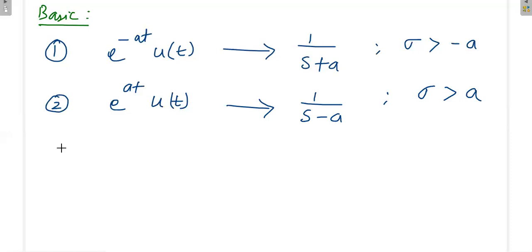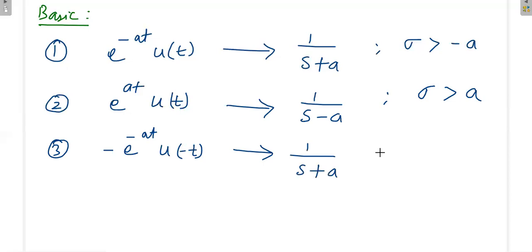But if you see the third case, when we take minus e^(-at)u(-t), which we have solved, this gives 1/(s+a), but this is a left-sided signal. Then what is the ROC? The ROC is also left-sided, that is sigma is less than minus a, because s plus a equal to 0 gives s equal to minus a. If you see carefully, the first and third Laplace transforms are both 1/(s+a). They are the same, but in the time domain they are really different. In the s domain it is the same, but it is distinguished with the help of the ROC.